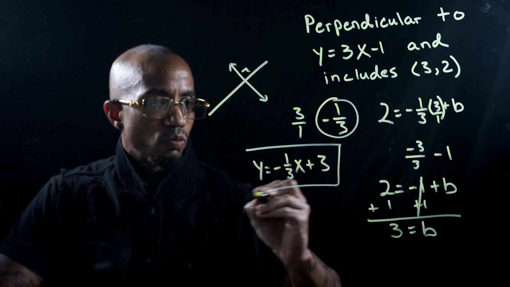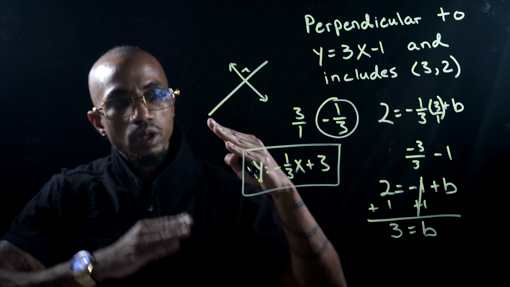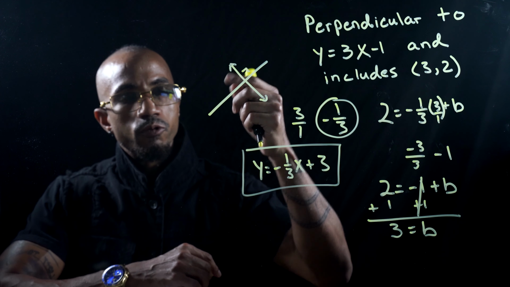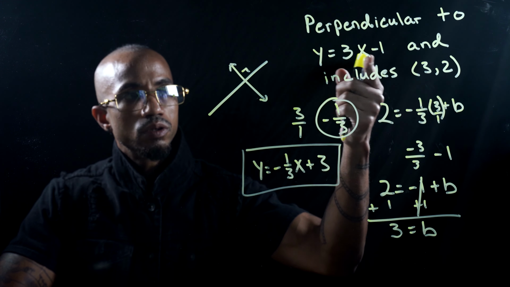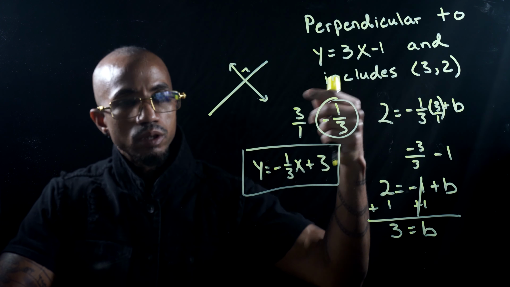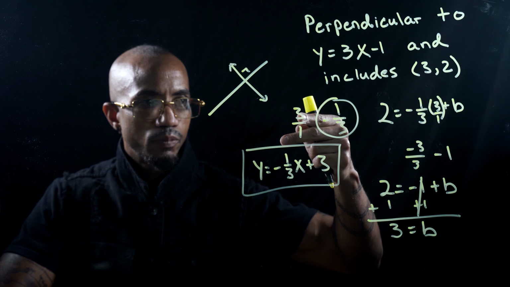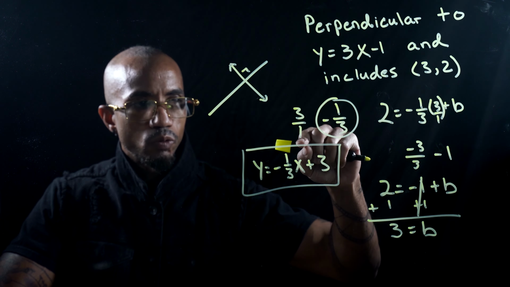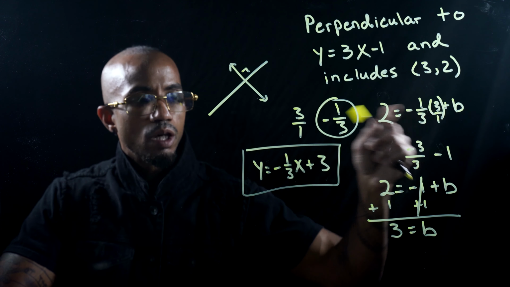Okay? And just to recap one more time, what we're doing here is talking about perpendicular lines. Two lines, when they intersect, form a 90-degree angle. We're trying to find a line that is perpendicular to this equation and includes this point. We did that by recognizing that perpendicular lines have the opposite reciprocal slope. So we flipped it: 3 is the same thing as 3 over 1, so we flipped the fraction, inverted the sign, and then solved for b.